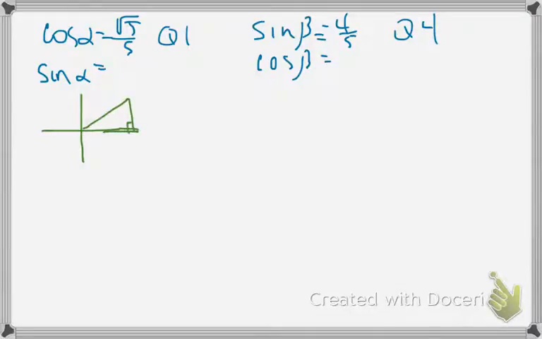Extend that out. So since cosine, what's the ratio of cosine again? Tell me. What over what? Adjacent over hypotenuse. Okay, so that would give us the square root of 5 here over the hypotenuse of 5. And tell me again, how do we get the third side? Pythagorean theorem.